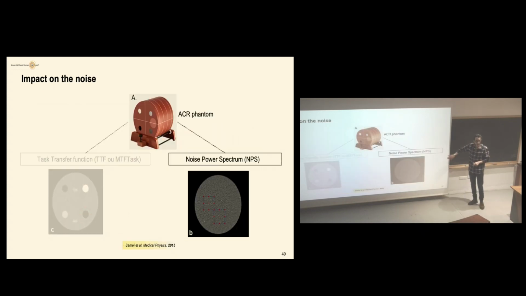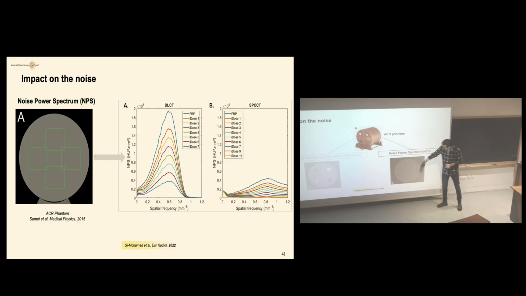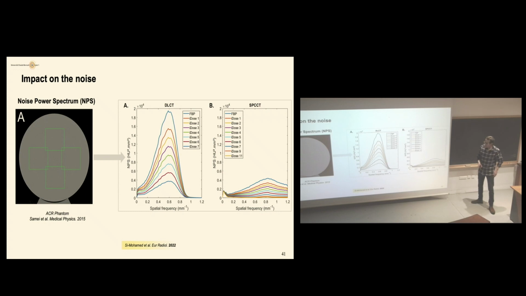So how does it behave on noise? So now let's talk about the noise power spectrum. So it's the evaluation of the noise within the spatial frequency domain. You see that we set up different square areas in order to have a large area of measurements. So I'm showing here, just a point, this metric has been widely validated by Samei from Duke University, but also from Verdun at the University of Lausanne.